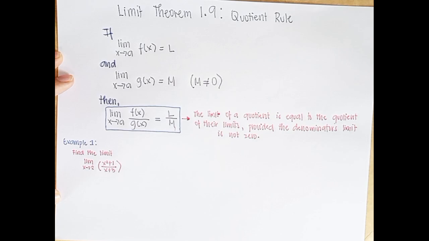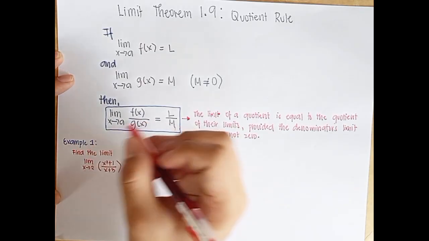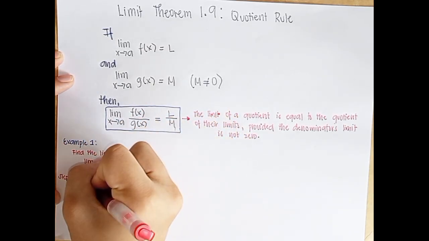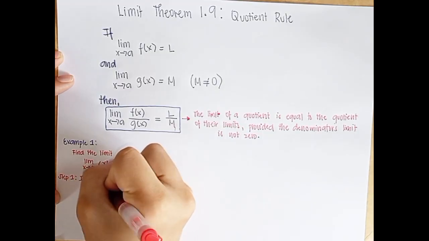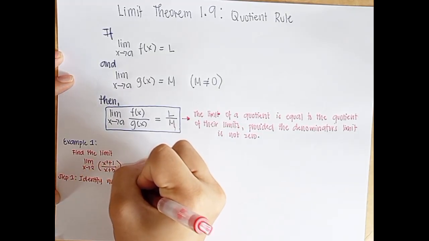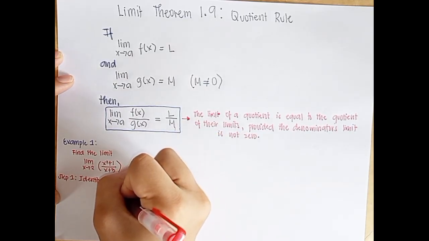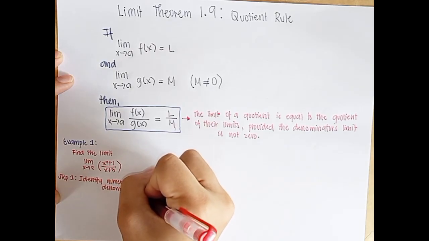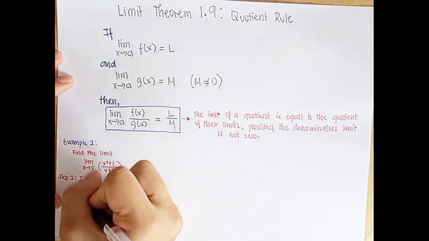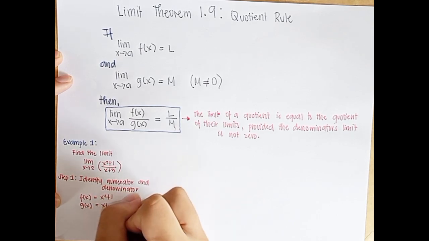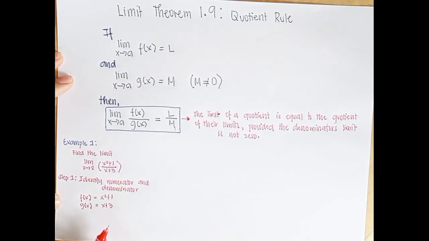Let's have this as example number 1. Find the limit as x approaches 2 of (x squared plus 1) over (x plus 3). So what we are going to do is first simplify the inner limit. Step 1 is to determine the numerator and also the denominator, so that we know what functions or expressions need to be simplified. Our numerator here is f(x) equals x squared plus 1, and our g(x) equals x plus 3, which is our denominator.